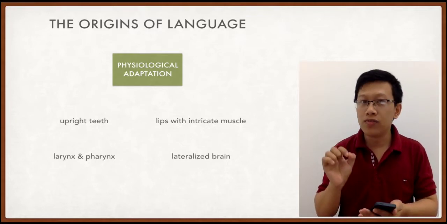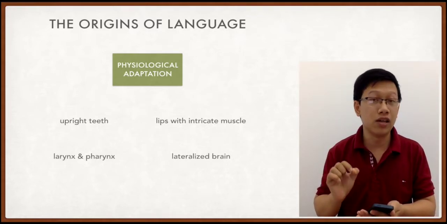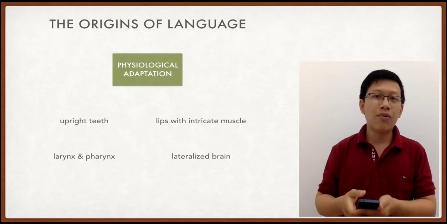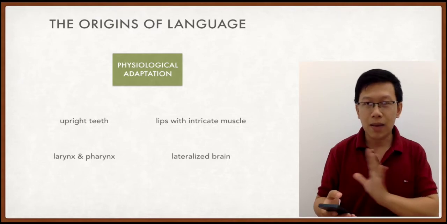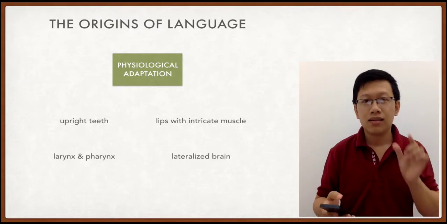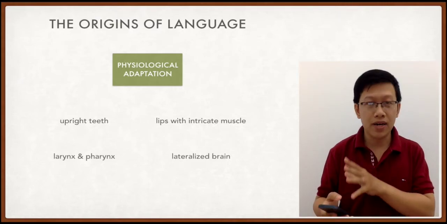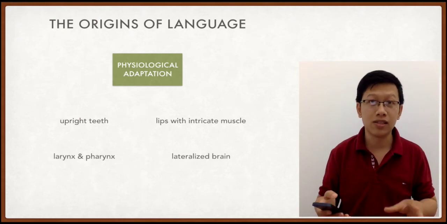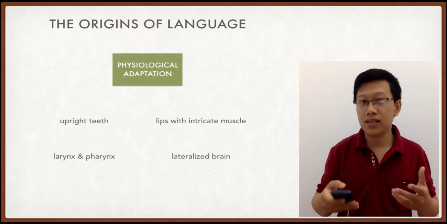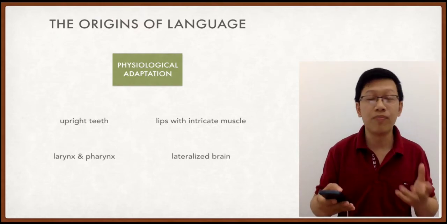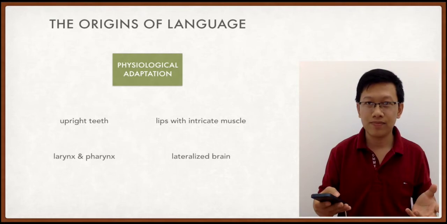But the most important feature of the human physiology is that of the brain. Our brains are said to be lateralized, meaning it is separated into different parts. The right brain hemisphere and the left brain hemisphere serve very different functions, and therefore it is highly specialized, especially when we think about the process of making speech and languages.